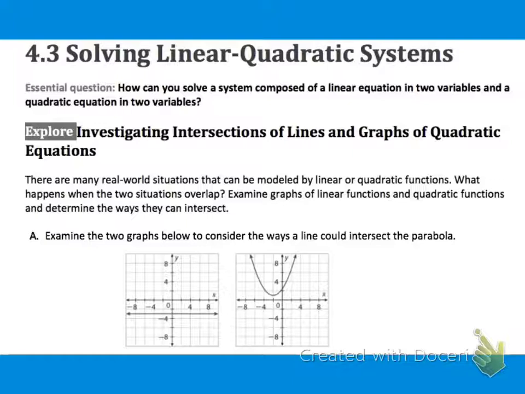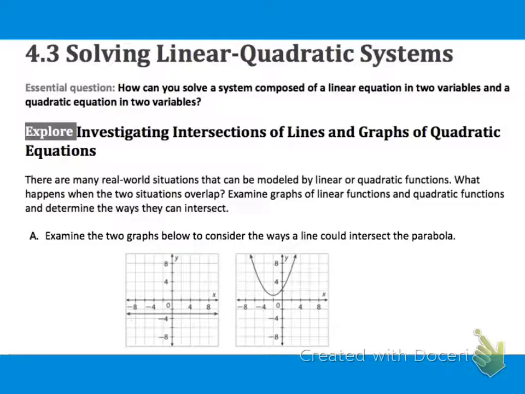There are many real-world situations that can be modeled by linear or quadratic functions. We've looked at a lot of them. We've done a lot of applications, especially with linear equations during the systems unit. What happens when two situations overlap? Examine graphs of linear functions and quadratic functions and determine the ways that they can intersect. So examine the two graphs below to consider the ways a line could intersect a parabola.